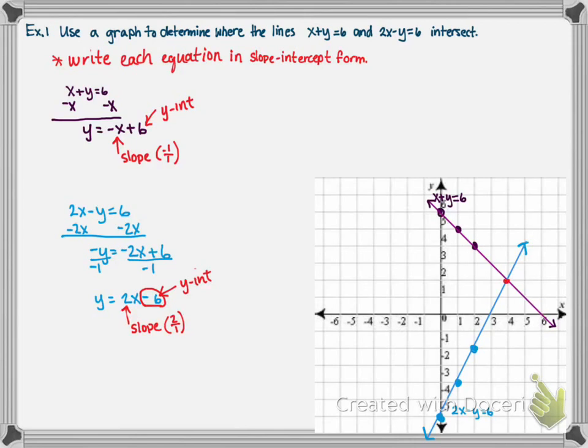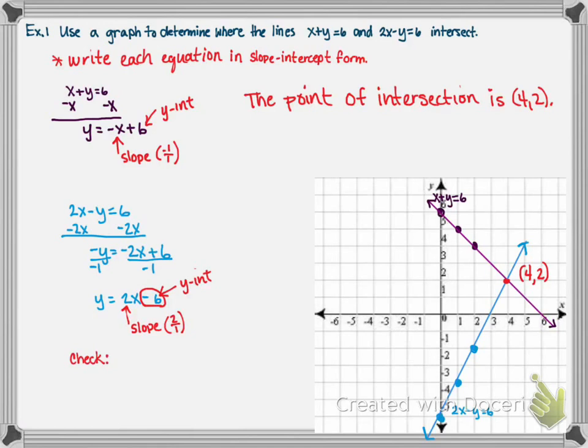Okay, so I have a point of intersection, and the coordinate here, since I've drawn it carefully, is (4, 2), or x is 4 when y is 2. That's the solution to my system. So the point of intersection is (4, 2).